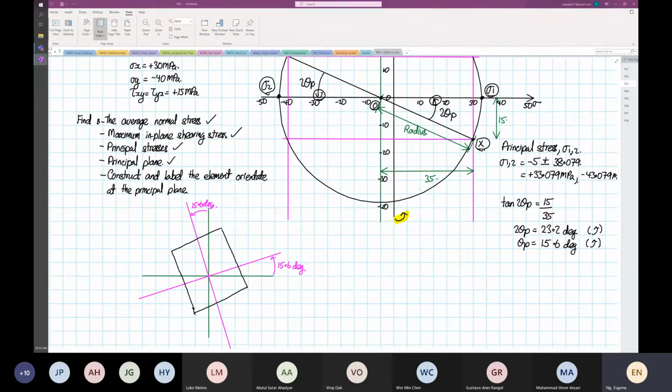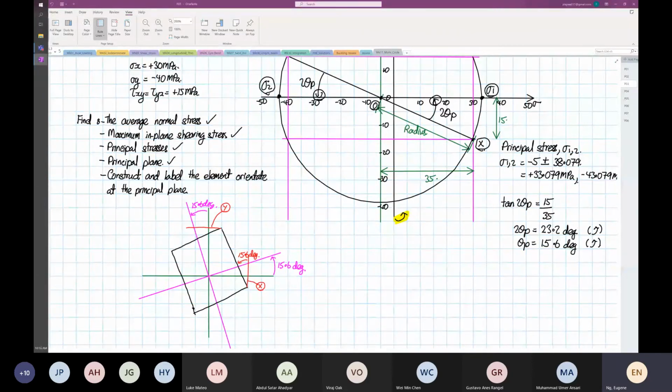Then from here, I want you all to practice drawing a vertical line up. This is your point X, and then you draw a horizontal line. This is your point Y. So why is this important? Then we know what stress value we are looking at. So let's look at X now. Point X rotates to the principal plane, and we know that this is also 15.6 degrees anti-clockwise. Like I mentioned before, that's an element.